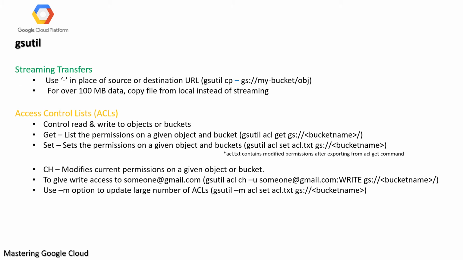You can put a dash in place of the source or destination URL for streaming transfers. For over 100 MB of data, it's recommended that you copy the file from local instead of streaming.